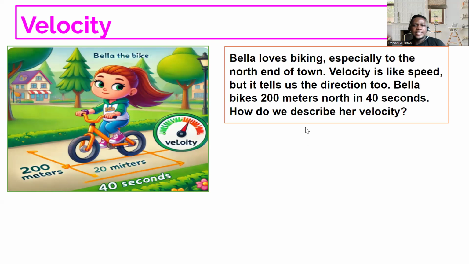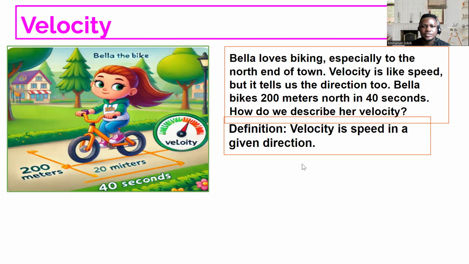So Bella loves biking, especially to the north end of town. Velocity is like speed, but it tells us the direction too. Bella bikes 200 meters north in 40 seconds. How do we describe her velocity? Let's get to know that.